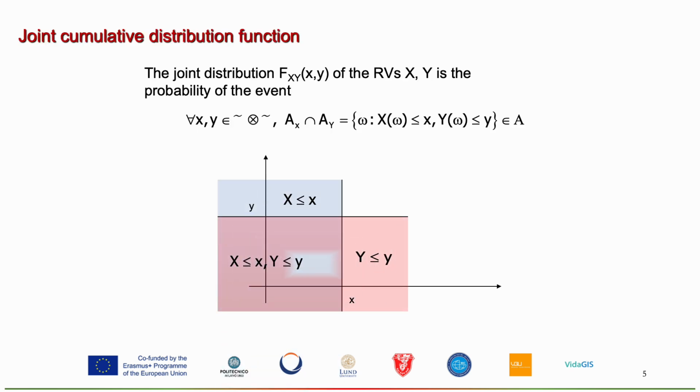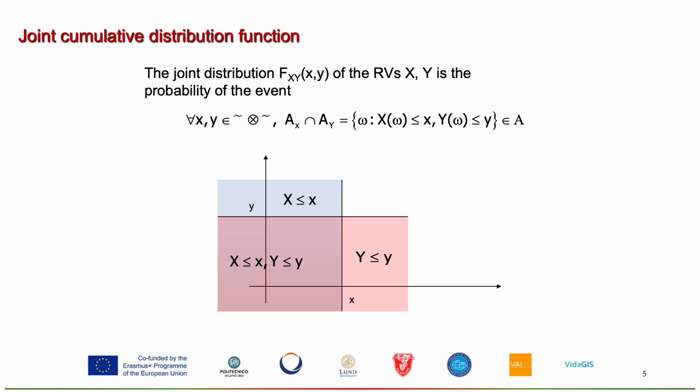In particular, let's define F of xy of x, y, the probability of the event that is defined for each x, y belonging to R times R, of the intersection of A x and A y, where that is the set of omega such that X of omega is smaller than x and Y of omega is smaller than y. You see the graphical representation here.